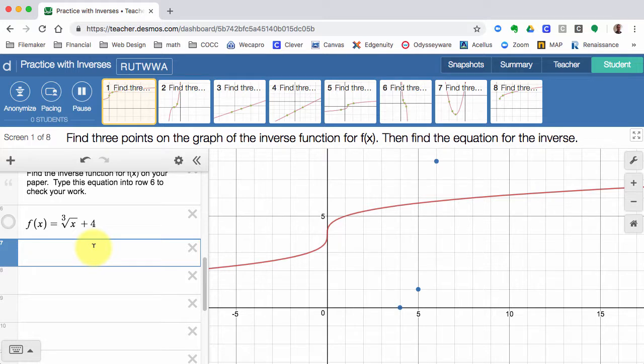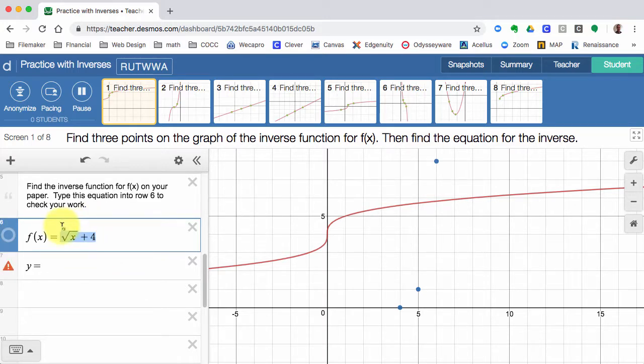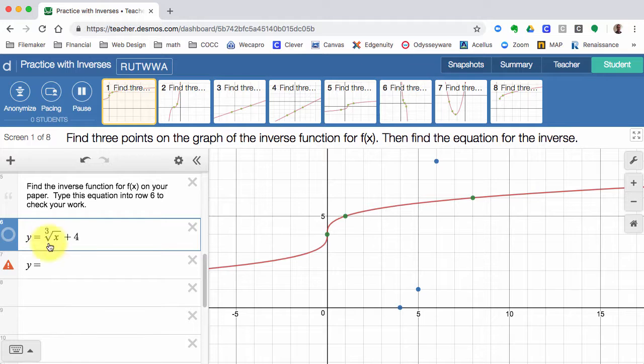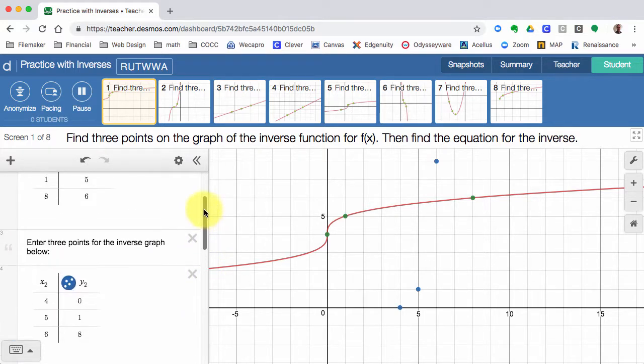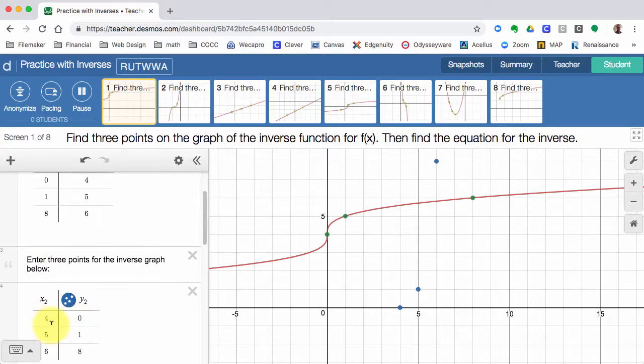But to do the inverse, I need to think about y and x and how they're related. So we have this function. Let me replace it with y right now. And if you think about it, the inverse function is just the function that takes the y value and turns it back into the x value. If you look at the relationship with my tables, all we've done is flip x's and y's around, right? Instead of 0, 4, we have 4, 0.